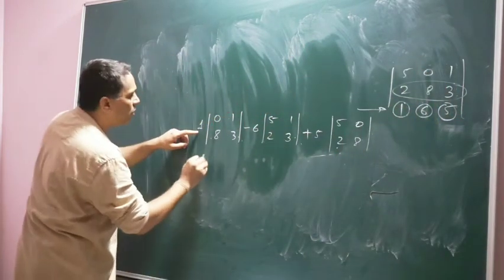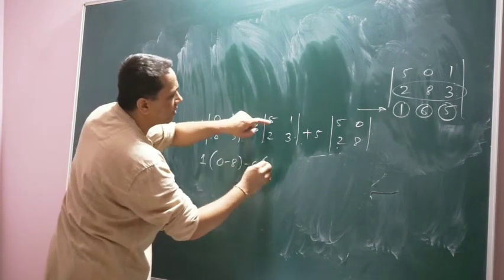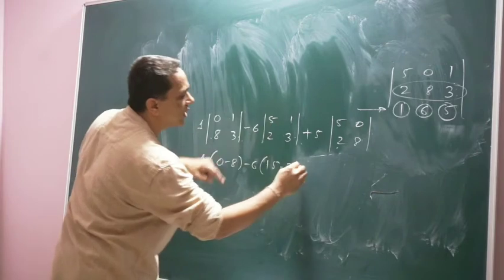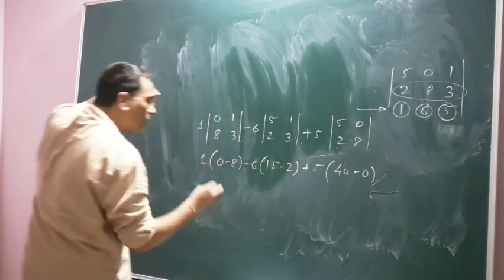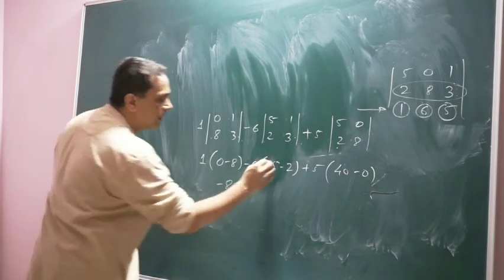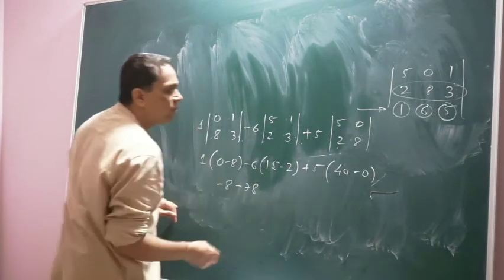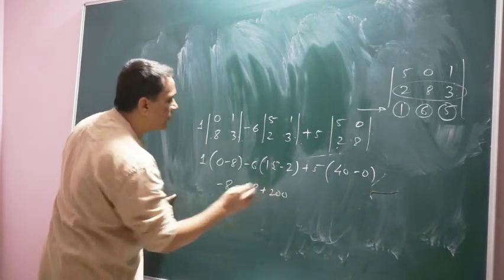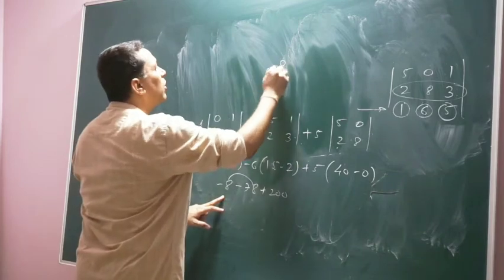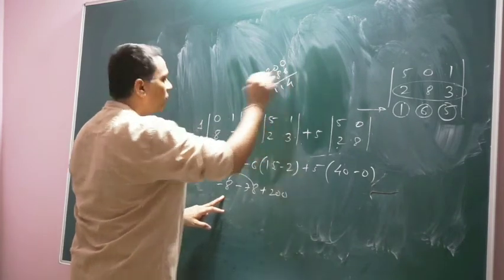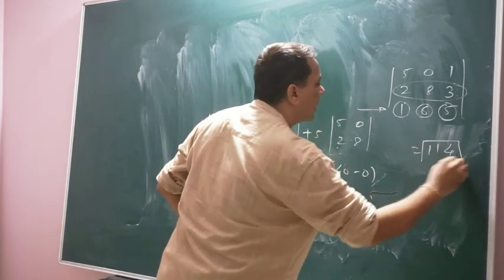Let's find the value. 0 minus 8 1s are 8, minus 6, 5 3s are 15, minus 2 1s are 2, plus 5, 5 8s are 40, minus 0. So this is minus 8, 13, 13 6s are 78, and this is 40, 5 5s are 200. So this is 86 and this is 200. 200 minus 86 is 114, positive sign. So the value is plus 114.